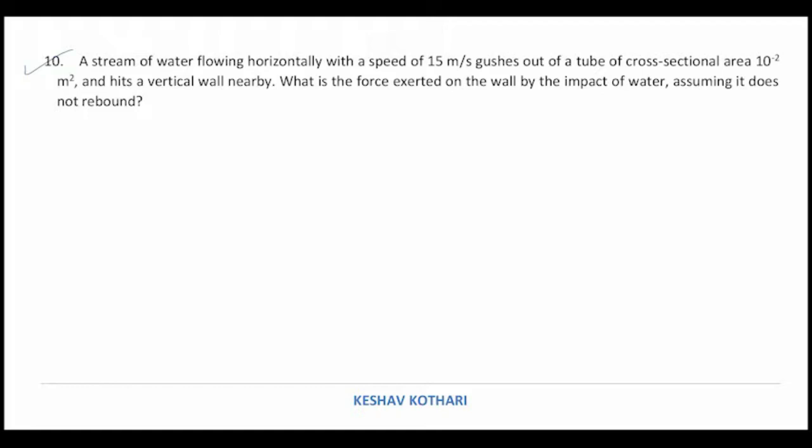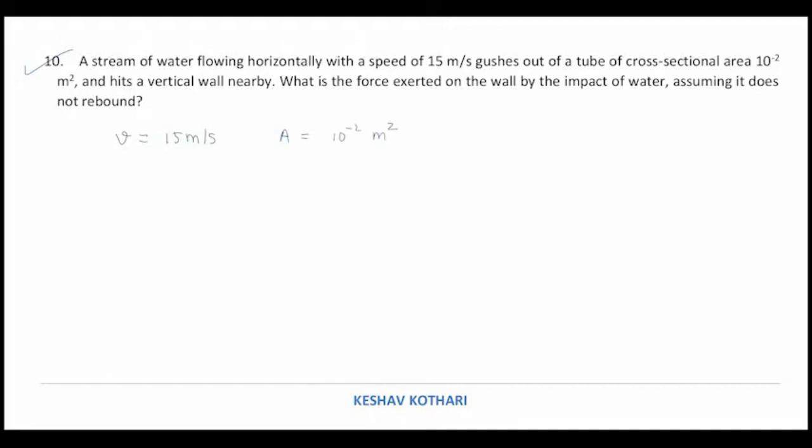So the question is saying that the water on striking the wall is not rebounding back. So we begin this way: the speed of the flowing water is 15 meter per second and the cross-sectional area of the tube is 10 to the power minus 2 meters square.